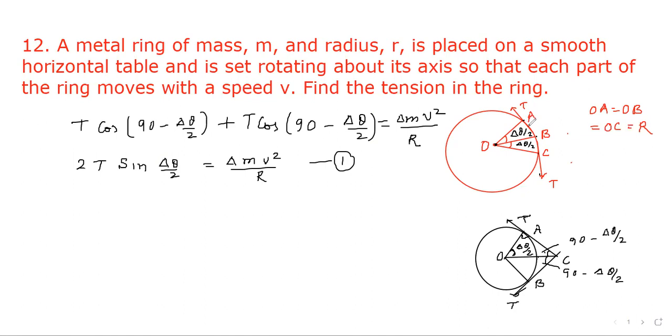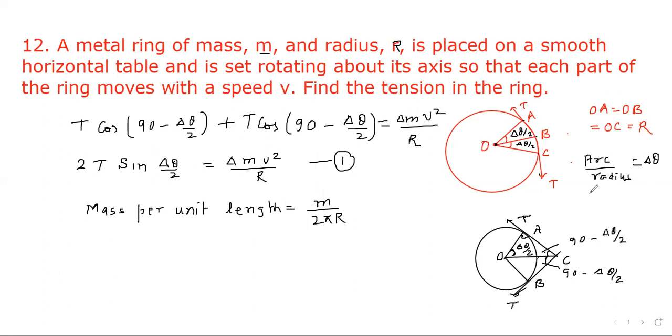Now we have to find the mass of this portion ACB. Since the mass of the ring is given as M and its radius is capital R, the mass per unit length is equal to M divided by 2 pi R. So the mass of this portion ACB, which makes angle delta theta at the center: arc upon radius equals angle in radian. So this is delta theta, and the arc equals radius times delta theta, R delta theta. So this is the length of the arc.